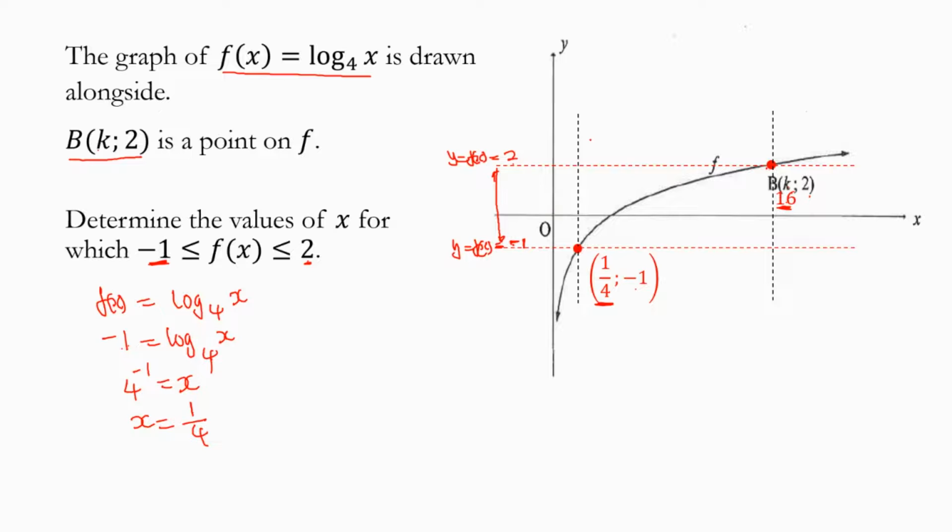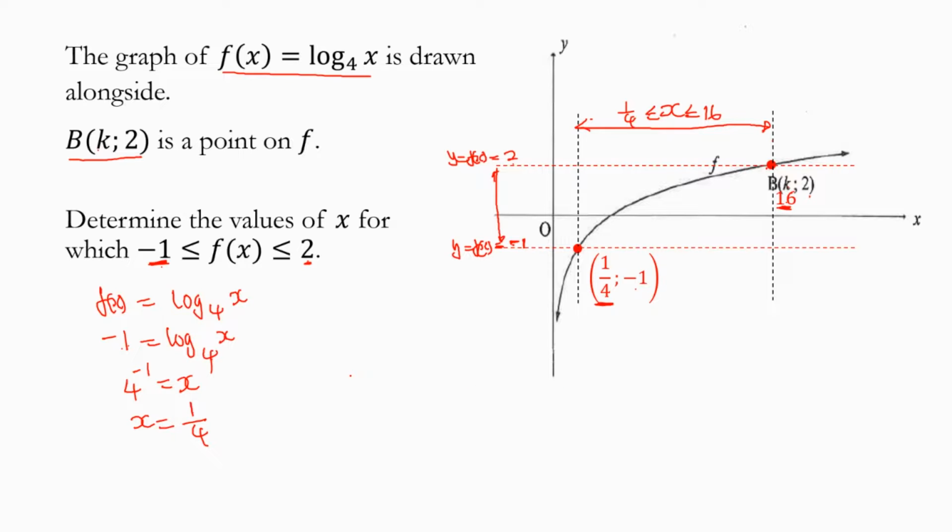So it's an interval between or from 1 over 4 up to 16. So x is greater than or equal to 1 over 4, but less than or equal to 16. This is where the graph, f of x, is from -1 to 2. You see that? Okay, so you can write this as your answer.